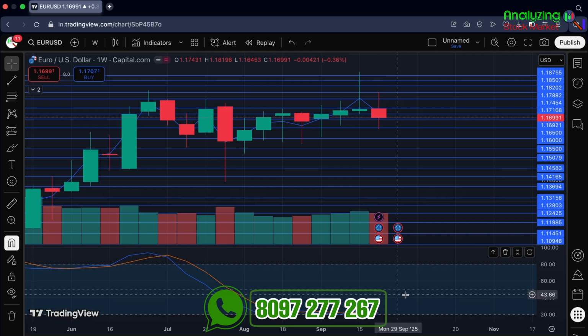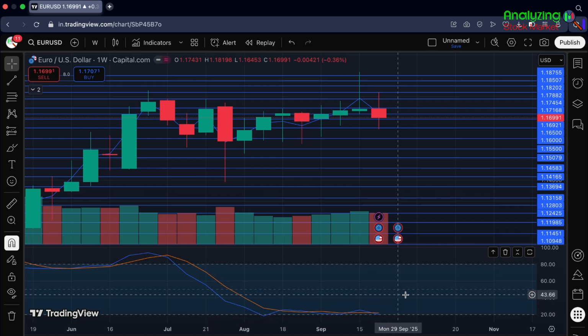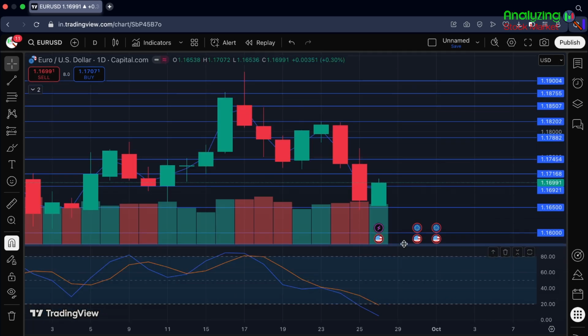But remember, as we always say, we should not depend only on indicators or RSI. We should also look for other factors which move the pair, like any news or important events, and then make a decision according to that data as well. So now let's mark some important support zones and resistance zones on a one-day chart. So this is a one-day chart.